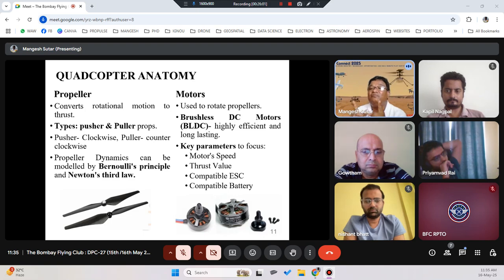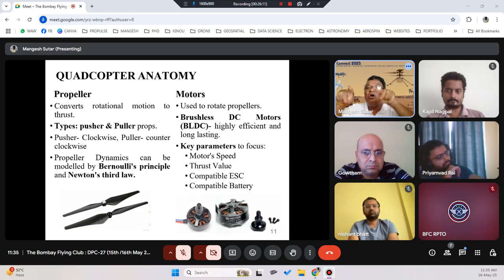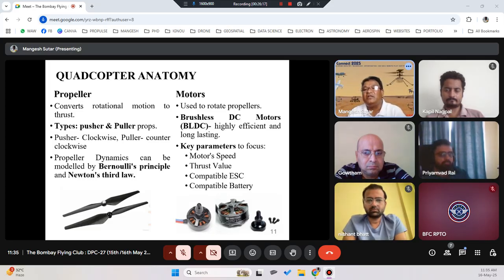Same principle was used by the Wright brothers when they designed their first aeroplane. If you have seen the video on YouTube, two propellers were there, both moving in opposite directions. One was moving counterclockwise, the other clockwise. Initially, when they designed the aeroplane, they had used both in the same direction.